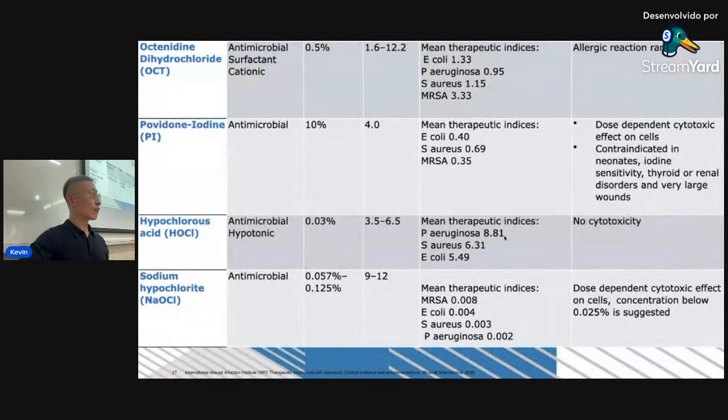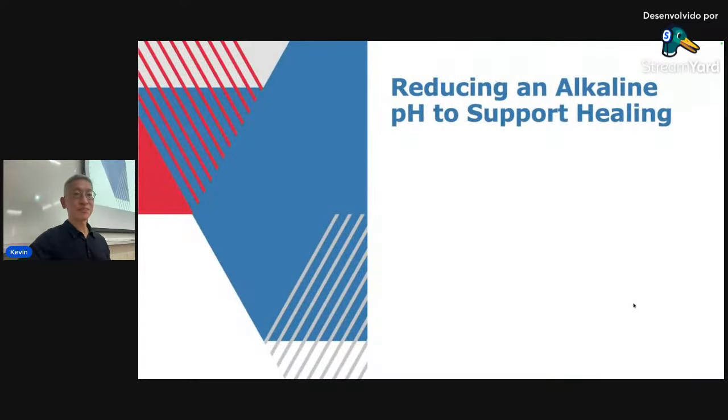Here is a very high satisfactory index for hypochlorous acid, meaning that it's very effective in removing bacteria. At the same time, it's not cytotoxic. There's no cytotoxicity data that's been reported in the literature, versus sodium hypochlorite, which is a very, very toxic substance.